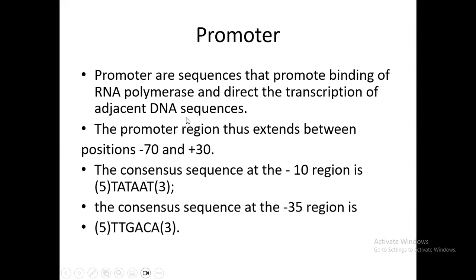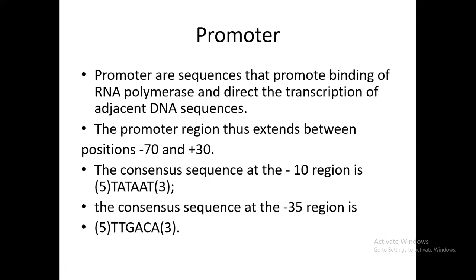The next slide talks about the promoter elements. So promoters are basically regions that are recognized by the RNA polymerase holoenzyme, and it begins transcription at the sequences immediately adjacent to the promoter regions. The promoter regions in case of prokaryotes generally extend from minus 30 to plus 30 bases in position.